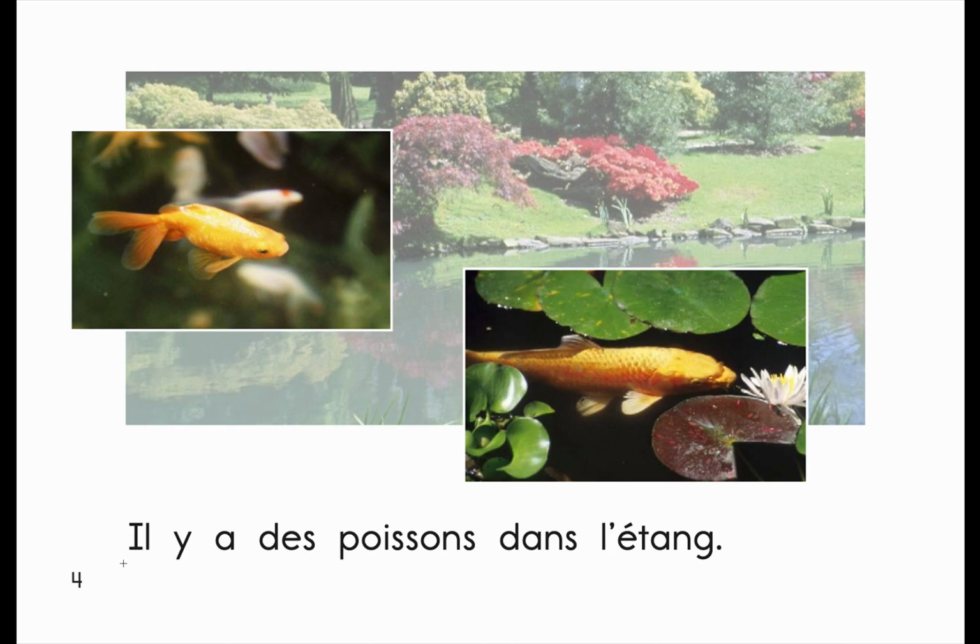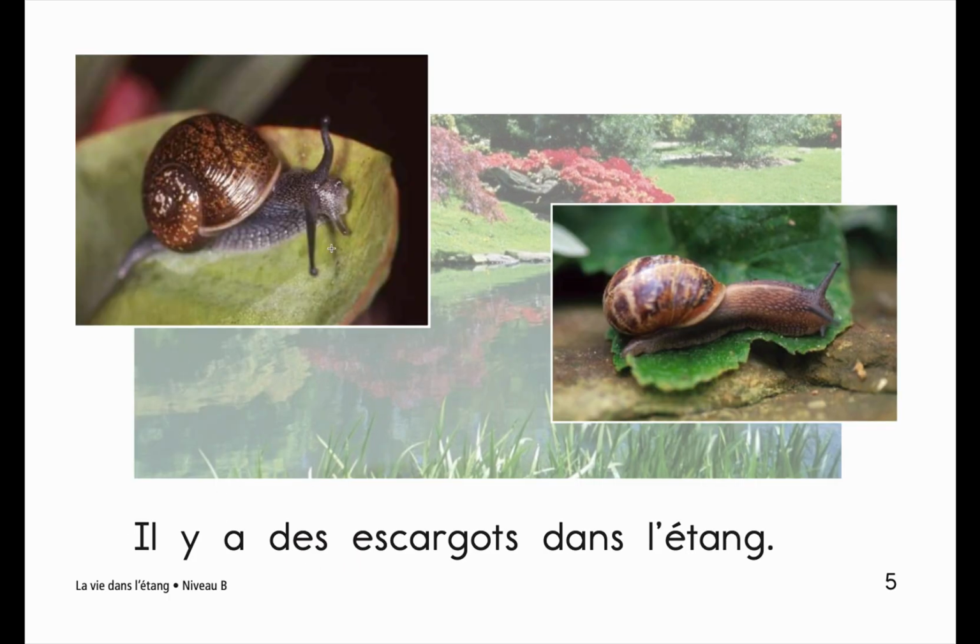Let's try it one more time. Il y a des poissons dans l'étang. There is or there are des poissons. I don't have to mention what it is because we can look at the picture and infer what des poissons means, right? There is what, in the pond? Exactly, there are fishes in the pond. Good inference. Let's move on.